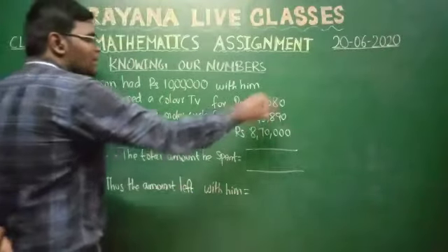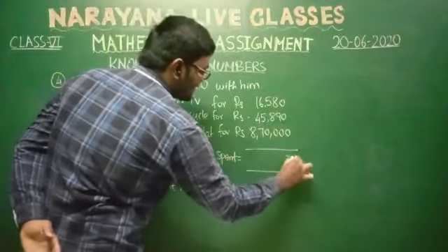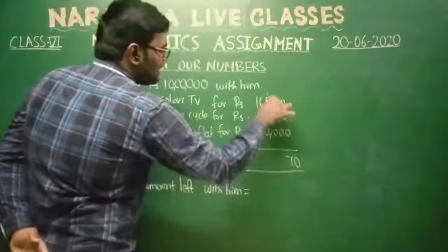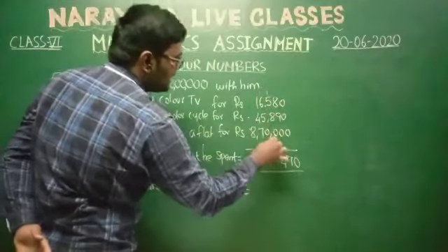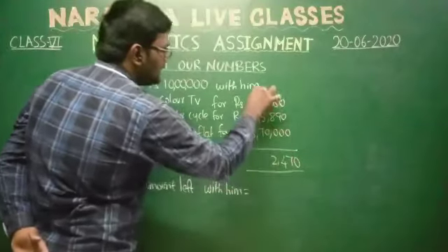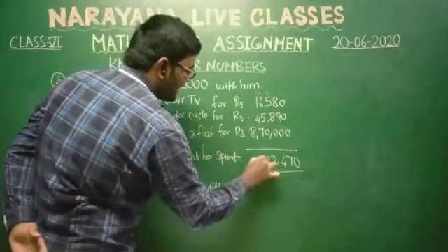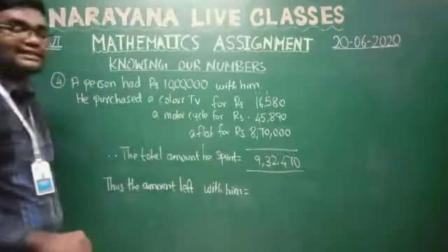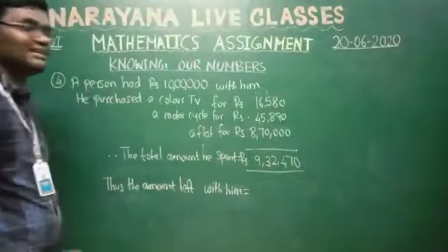Now we add this. How much total amount did he spend? 0. 9 plus 8 it is 17. 14. Again 12. 6 plus 7 it is 13. Again 9. 9 lakh 32,000 rupees. 9 lakh 32,670 is spent.